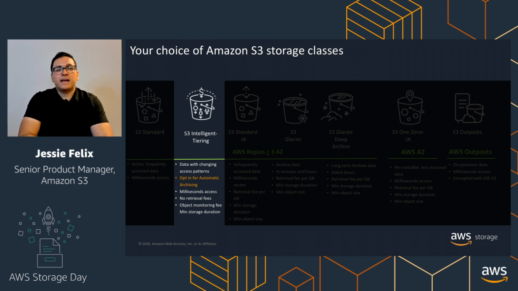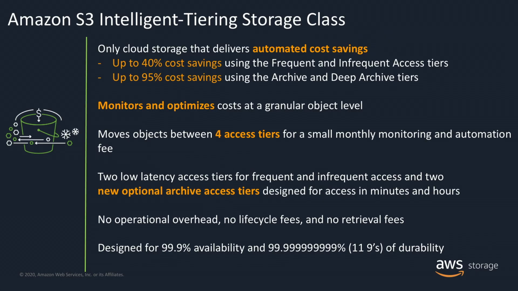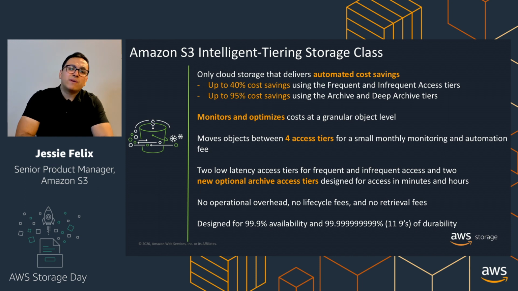Let's take a closer look at S3 Intelligent-Tiering. S3 Intelligent-Tiering is the only storage class that automatically delivers cost savings by moving objects between 4 access tiers based on changing access patterns. It is designed for 11 nines of durability by storing objects across multiple availability zones and is one of our most popular storage classes for data lakes. It delivers millisecond latency and high throughput performance with a frequent access tier priced the same as S3 Standard and an infrequent access tier priced the same as Standard infrequent access for datasets with high performance requirements.